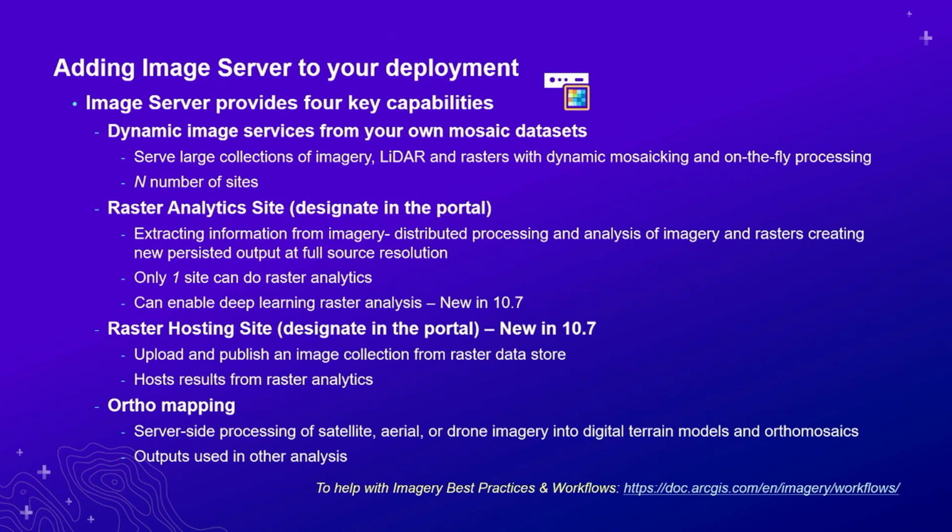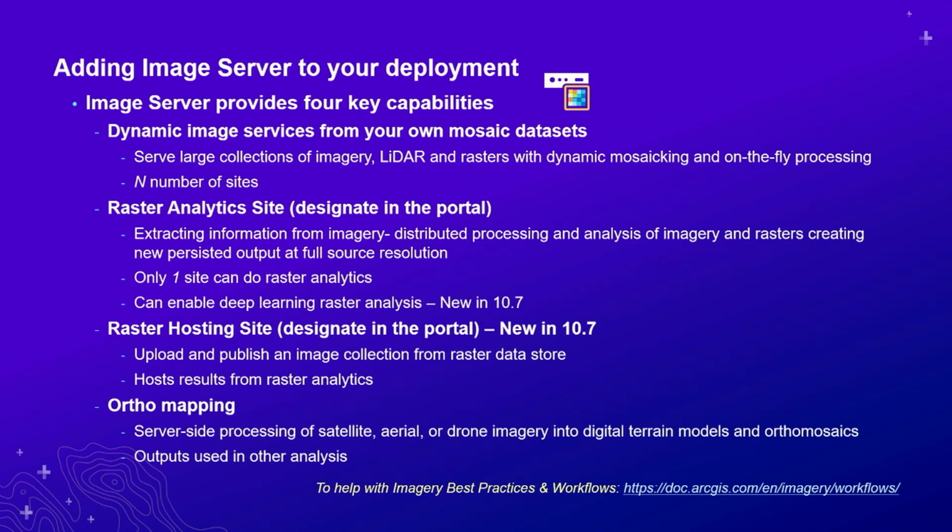Finally, image server provides ortho mapping. This is to support Ortho Maker, which is an application that comes with image server. And it provides a series of server-side capabilities for processing satellite, aerial, and drone imagery into things like digital terrain models, DEMs, and orthomosaics. All 4 of these capabilities can, at some level, be combined into a single site.